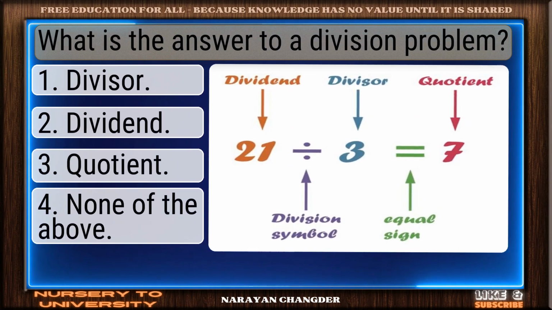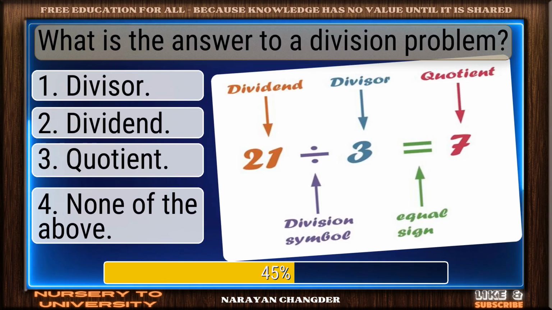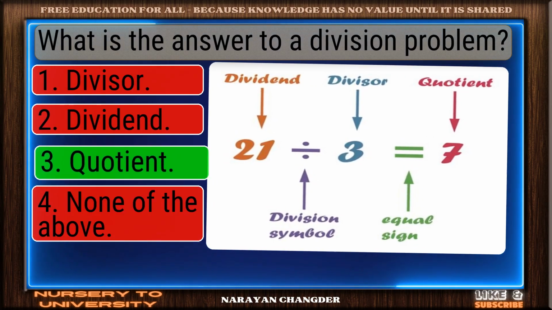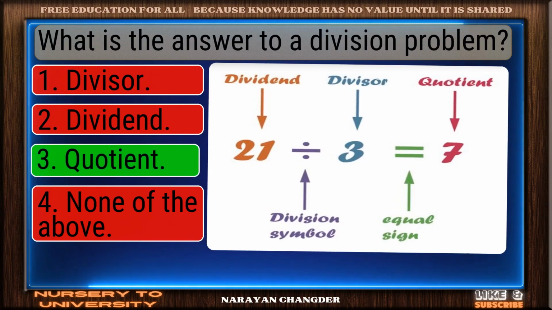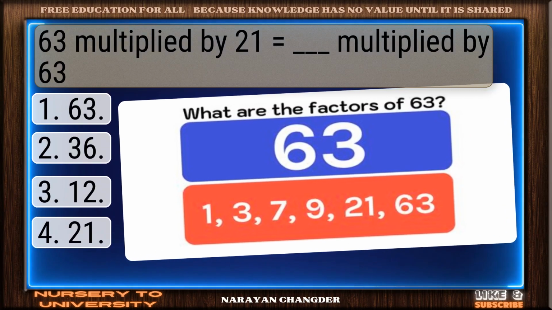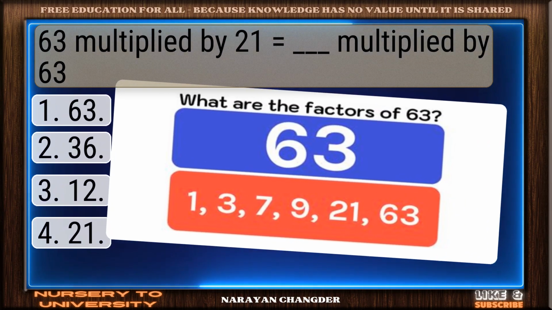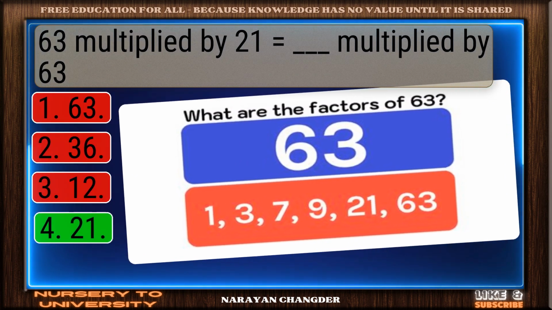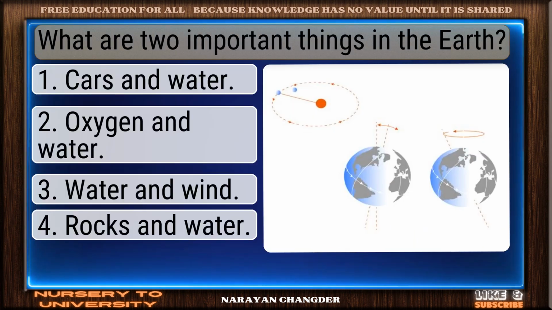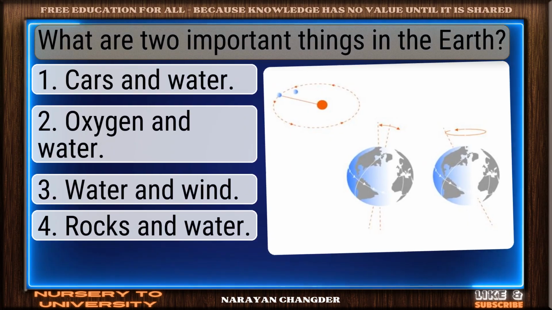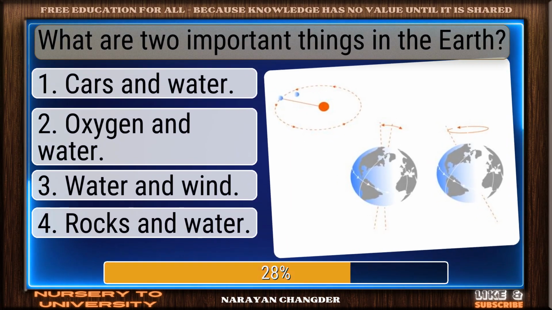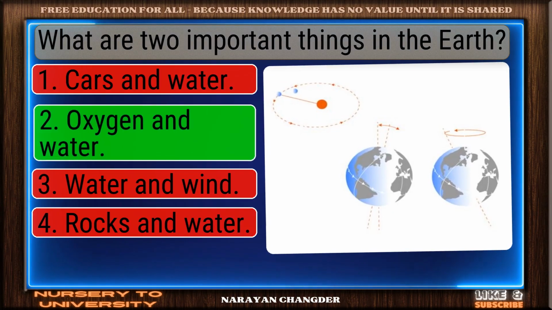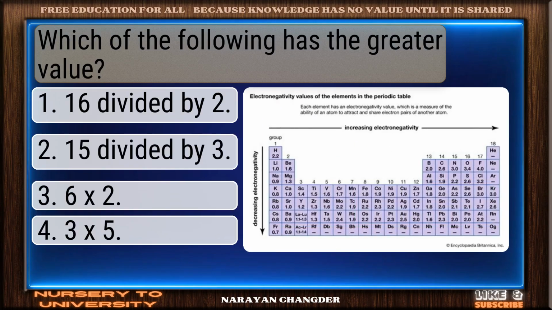What is the answer to a division problem? Excellent. Quotient is a brilliant choice. 63 multiplied by 21 is equal to dash multiplied by 63. Nicely done. 21 is a solid answer. What are 2 important things in the earth? You're right. Oxygen and water is the correct answer.